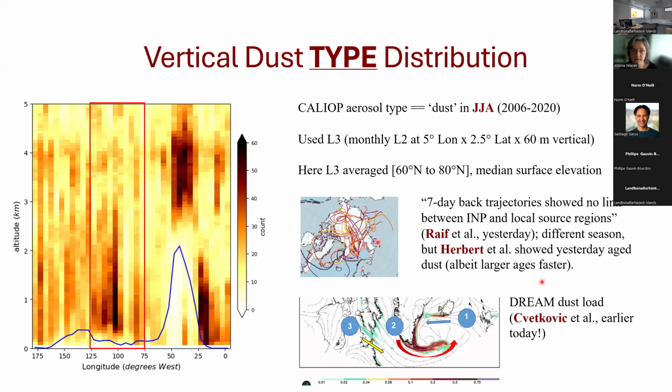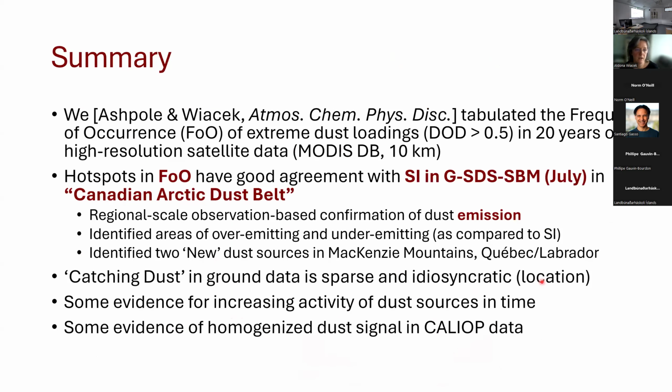And just to wrap up, we did this. It compares reasonably well with the source map. We identified a couple of new sources and said it would be nice to measure in there, to see what's going on up there. Catching dust is hard, and there's some evidence for increasing activity of dust sources in time, and some evidence of homogenized dust signals in CALIOP data.